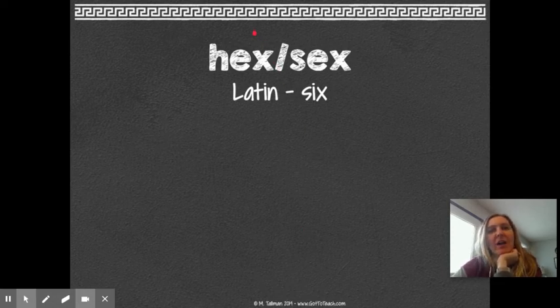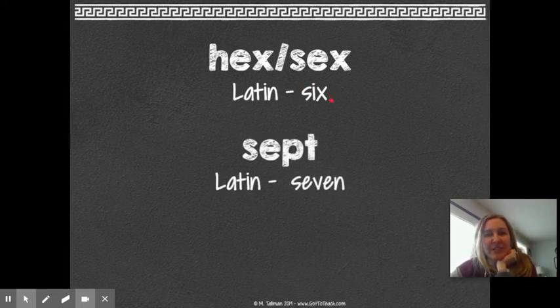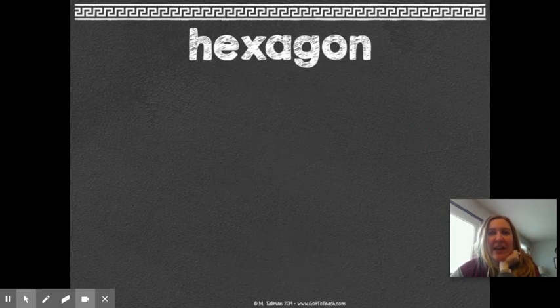So when we talk about our roots, hex, sex, we are talking about the number 6. Numbers, okay? So that is a root for the number 6. Sept is the Latin root for 7, and oct is a Greek root meaning 8. So when we look at our roots today, hex is for 6, and our first word is hexagon.